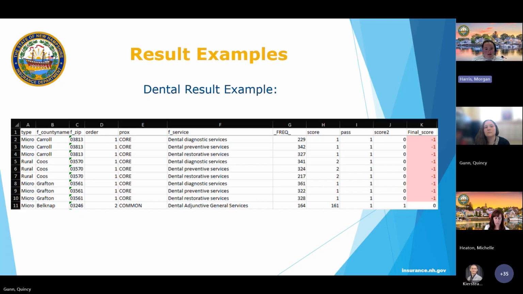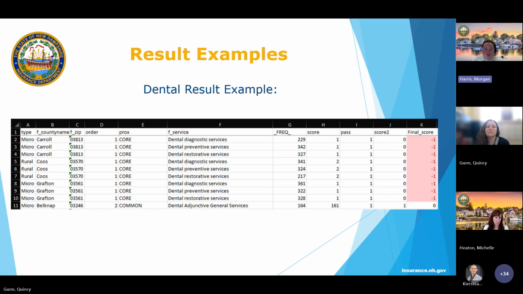If you look all the way at the bottom at row 11 here, you can see an example of a pretty strong passing service. You have your dental general services for Belknap County. 164 times were billed, 161 met the time and distance standard. So only three of those claims was either someone driving from outside the county to go to that dentist for some reason, or something along those lines. So that's really good. That's a good passing rate. A lot of the claims are meeting the time and distance standards.